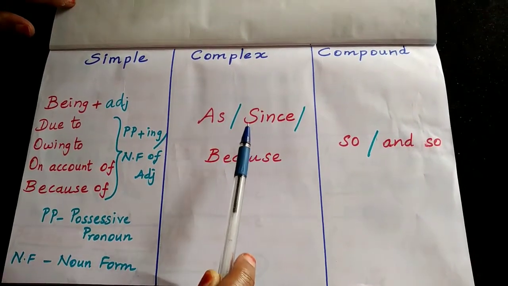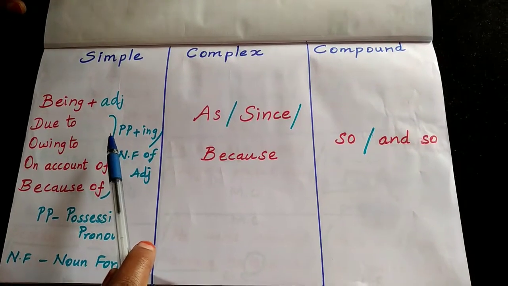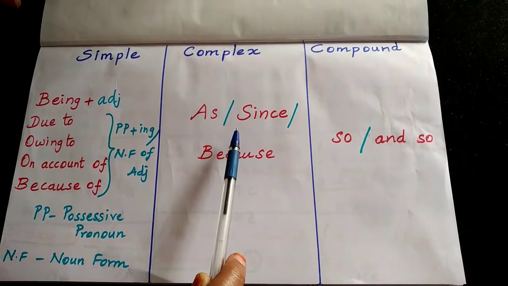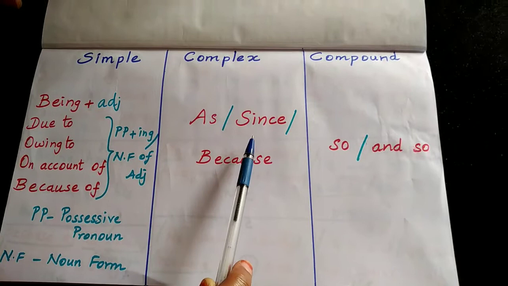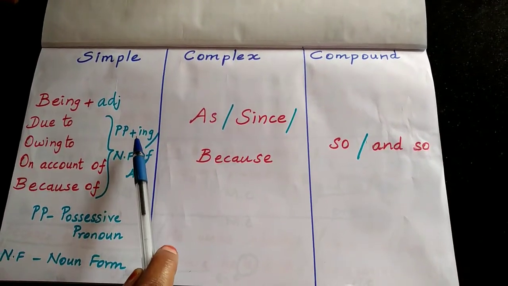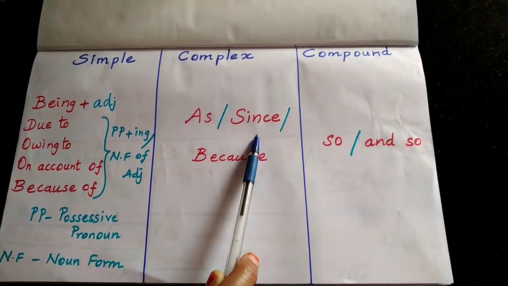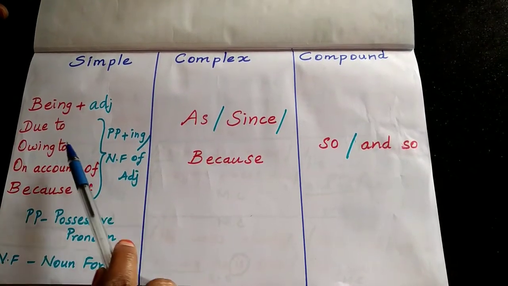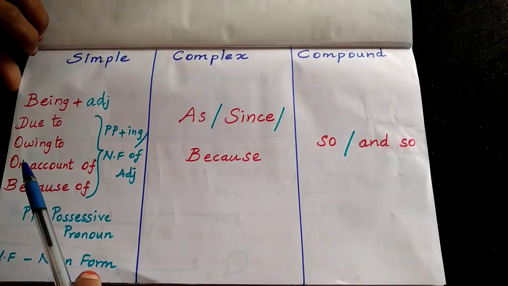When we are changing a subordinate clause into a phrase, we should not add a subject or a finite verb in the phrase. So we make the subjective pronoun into a possessive pronoun, and we change the finite verb into the ing form of the verb, or the adjective in that clause into the noun form, so that it changes into a phrase. Okay. Now let us see the sentences.